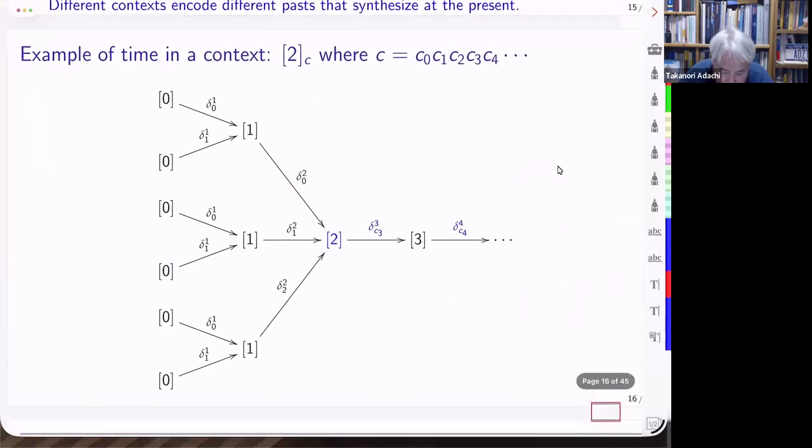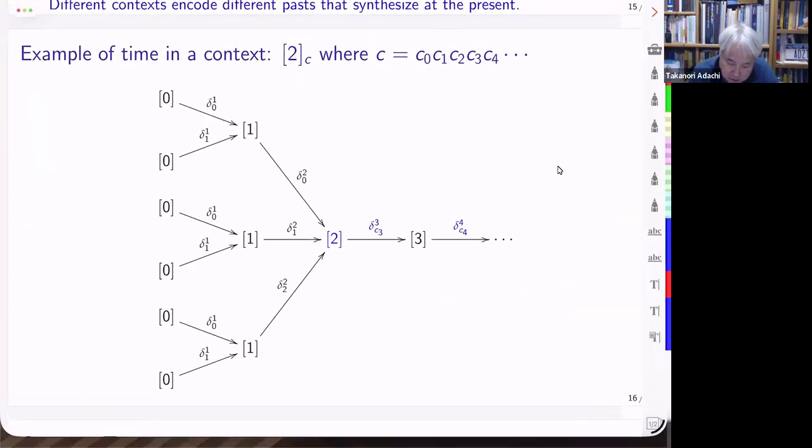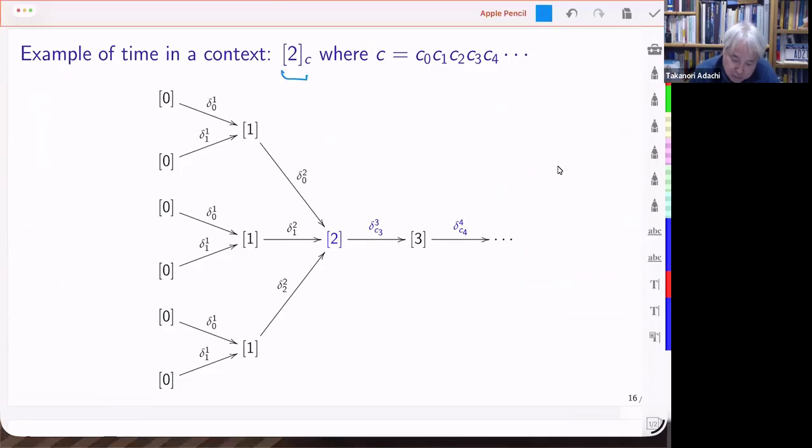For example, a good figure for this is the object time 2 with context C, where context C is a sequence of these. This is an equivalence class belonging to this context C, with the relation sim-2. That means from time 2 on, the contexts coincide, but for the past we have many possibilities.